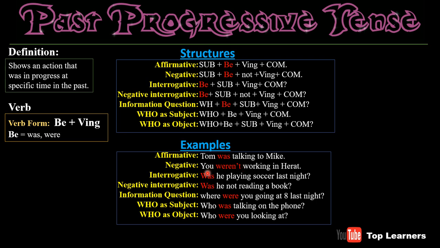If you want to ask a yes/no question, then you can use the to be verb was or were at the beginning, like, was he playing soccer last night? If you want to ask a negative question or negative interrogative, you can use was, then the subject, then not. Was he not reading a book?